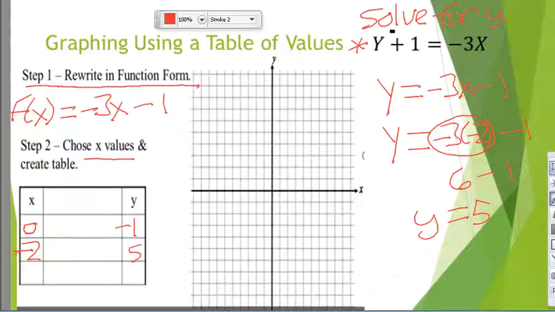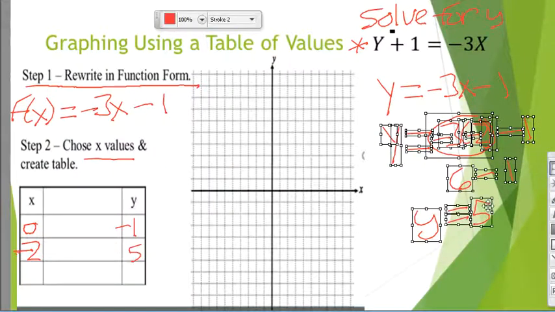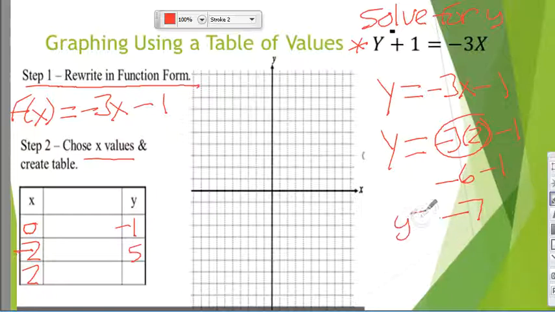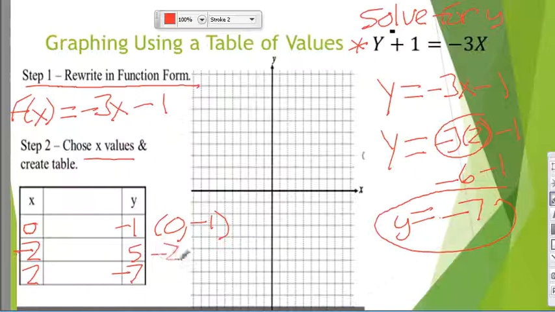And let's go ahead and pick a positive 2. Okay, so if I take this equation, instead of the x, I let the x be positive 2. Negative 3 times 2 is negative 6. Negative 6 minus 1 is negative 7. And you guys, as you are doing this, please, I can't say this enough, please make sure you're using a calculator, okay? So the first point, 0, negative 1. The second point, negative 2, positive 5. And the third point, 2, negative 7.